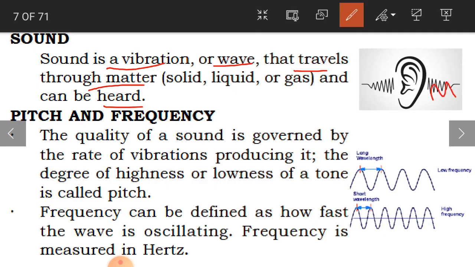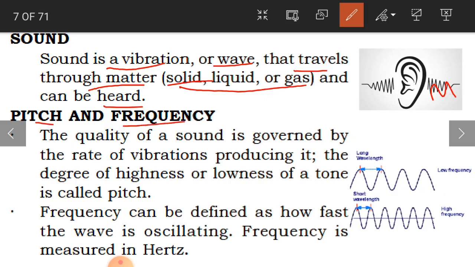See, up and down rising wavelengths, which are going to travel through matter. What is matter, children? It is in three forms: solids, liquids and also gases. So this sound has to travel through matter, through a medium, and it can be heard. So we can hear the sound.